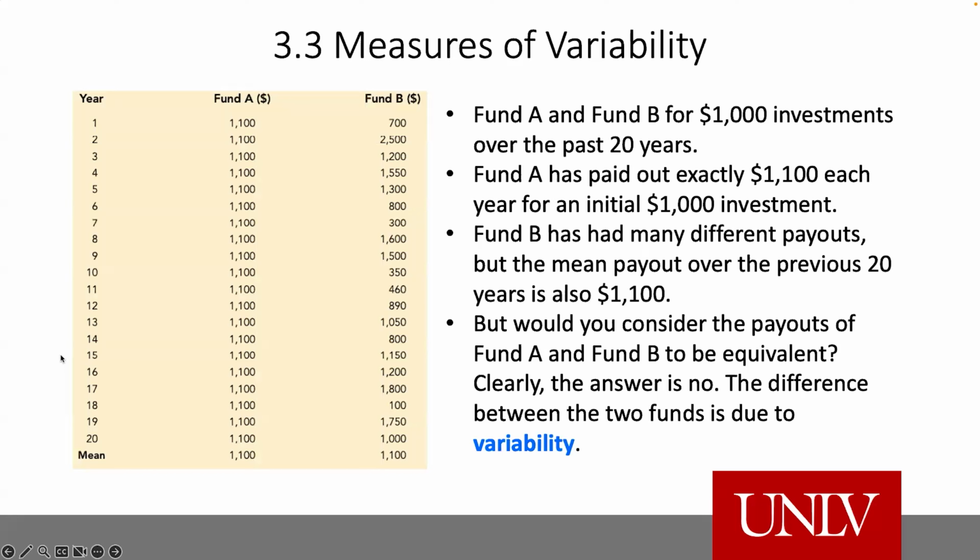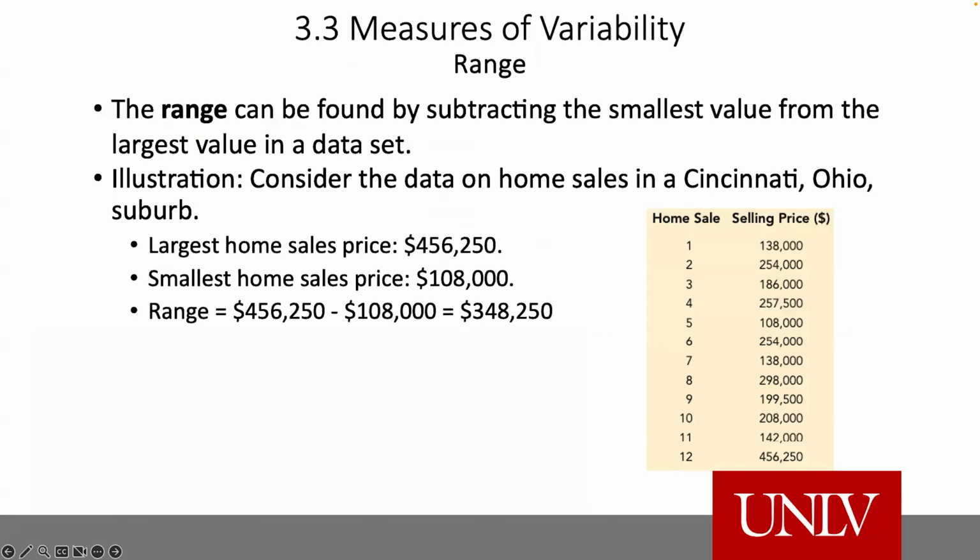There are multiple measures that can be used to represent the variability. The range can be found by subtracting the smallest value from the largest value in a dataset. Consider the data on home sales in a Cincinnati, Ohio suburb. Since the largest home sales price is $456,200 and the smallest home sales price is $108,000, the range, using the largest home sales price minus the smallest home sales price, is $348,250.